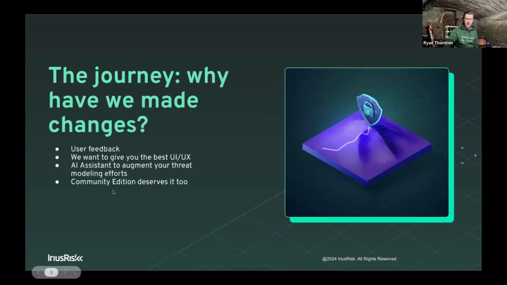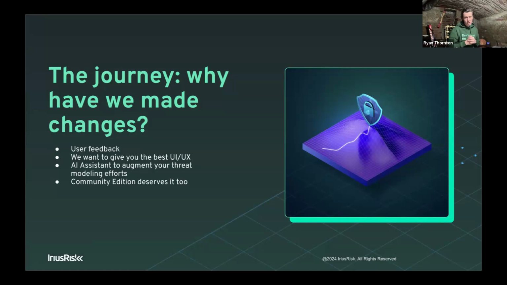The journey, why we have made these changes. So we've looked at user feedback. You want us to give you the best UX, UI. We've concentrated on testing AI and machine learning systems, on being able to create threat models, having our own library for that. Now we're looking at augmenting threat modeling itself with AI. It is a tool. It still needs you in the driving seat. It is still your threat model after all. But that augmentation brings much greater scale and gets threat modeling done quicker.